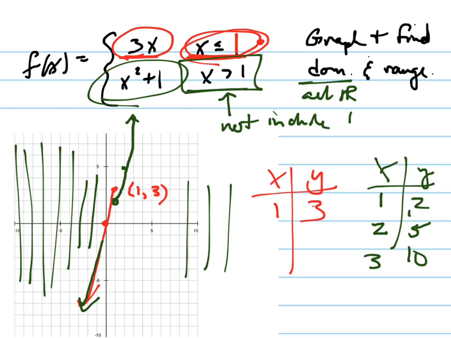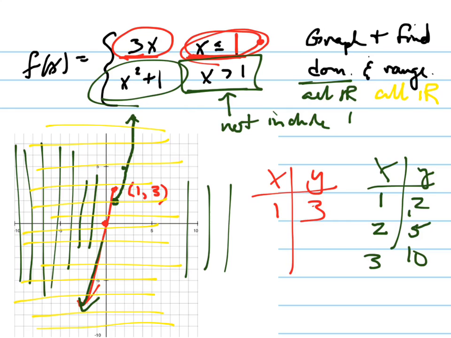And the range, likewise, let me change my color to yellow. Now I'm going to scan from the bottom with horizontal lines. Is that going to touch it? Sure it is. Is that? Yep. Am I ever not going to touch it? No, I will always touch that graph. So the range is all real numbers as well. So the domain and range are all real numbers for this problem.